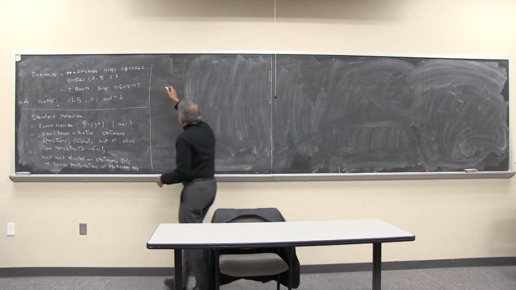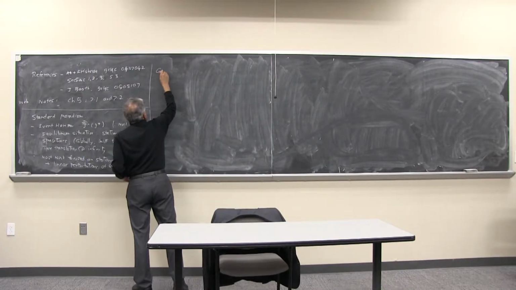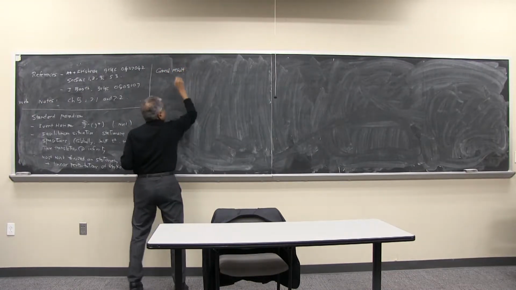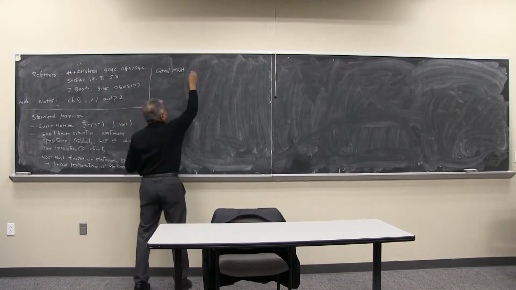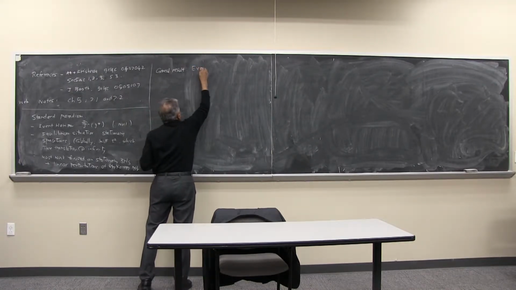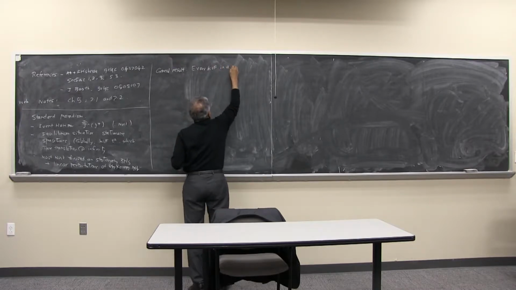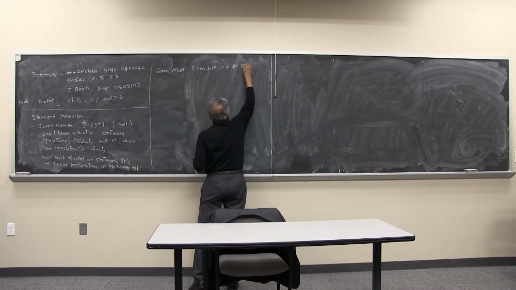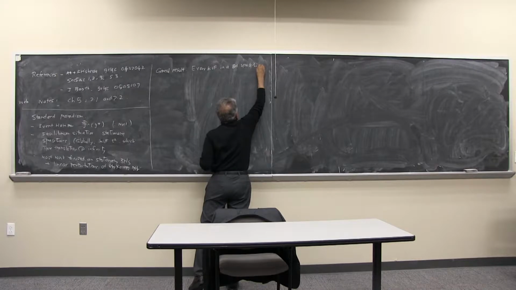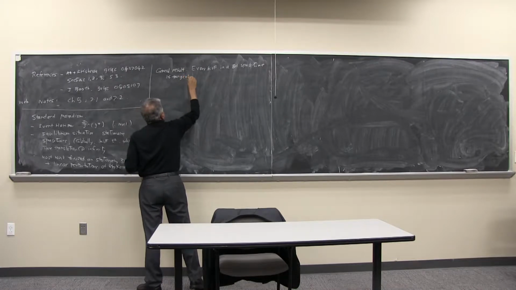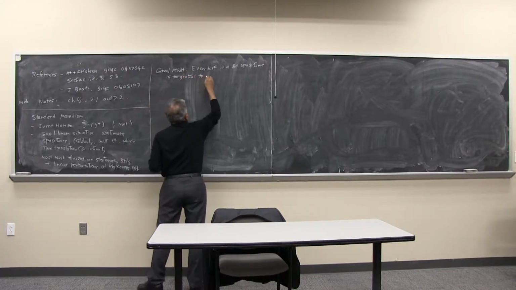So the general result is that every Killing vector field in the space-time is tangential to the event horizon.